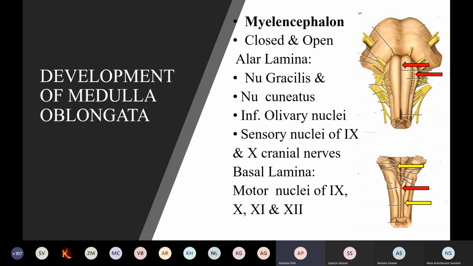What is the fate of the basal lamina? Basal is motor, so it will form the motor nuclei of the 9th, that is glossopharyngeal, vagus, cranial accessory, and the hypoglossal nerve. They will be developed from the basal lamina.